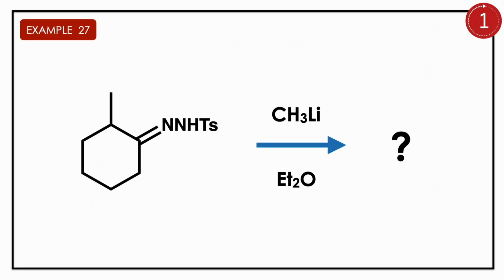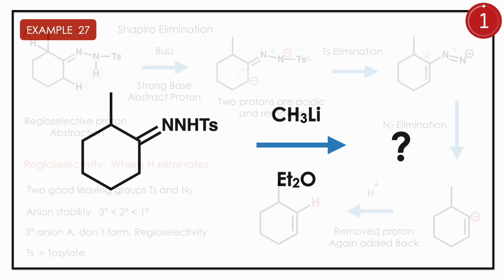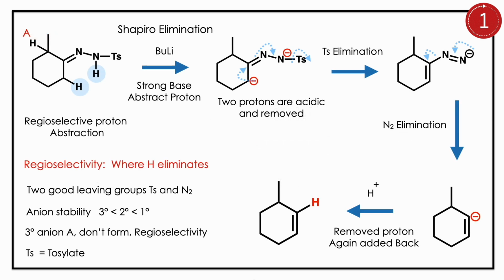Then the next example, you have hydrazine which is attached with a cyclohexyl ring, methyl lithium and ether you are using. You should find what will be the final product. The reaction is called Shapiro elimination, one of the important reactions. First step will be abstraction of proton. There are many protons, but only removal of the selective proton leads to the final product.